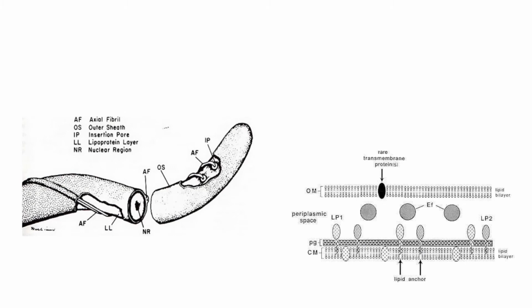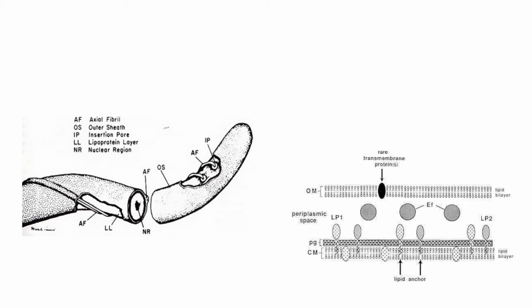This is the picture of Treponema pallidum. This is the axial fibril. This is the lipoprotein layer. This is the nuclear region. This is again the axial fibril. This is the outer sheath, this is the axial filament fibril, and this is the insertion pore.